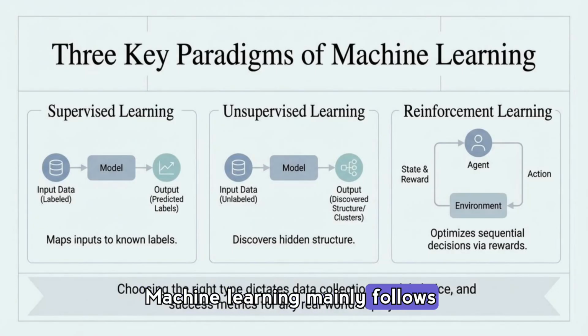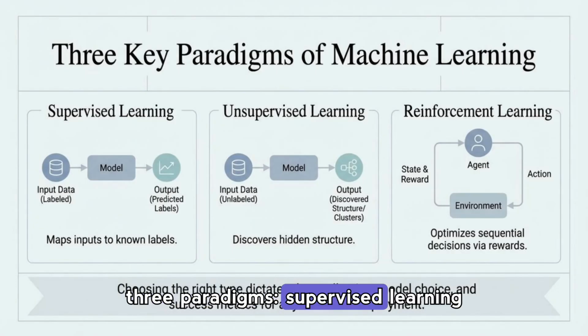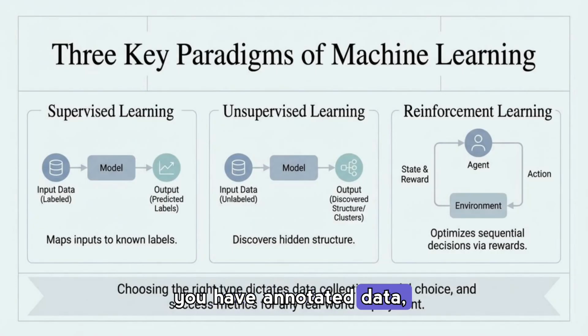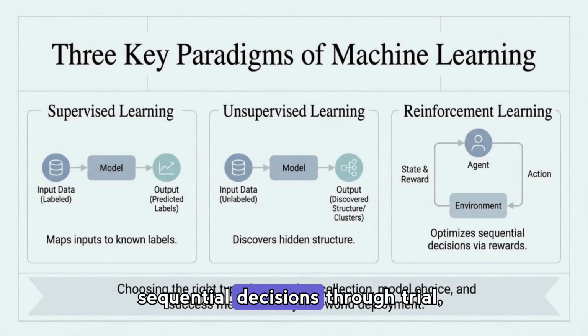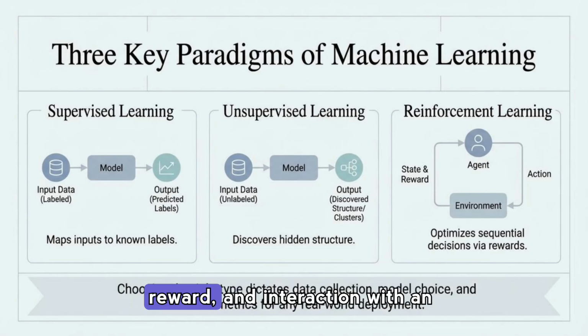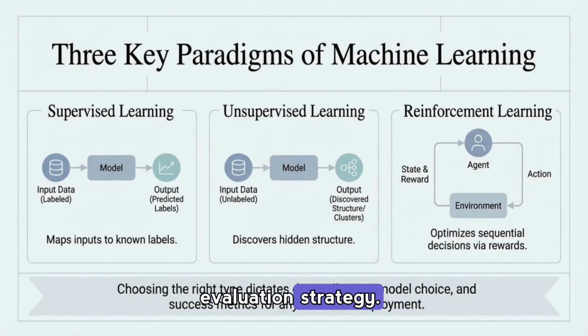Machine learning mainly follows three paradigms. Supervised learning maps inputs to known labels when you have annotated data. Unsupervised learning uncovers hidden structure or clusters from unlabeled inputs, and reinforcement learning trains an agent to optimize sequential decisions through trial, reward, and interaction with an environment. So choosing the right paradigm shapes your data and evaluation strategy.